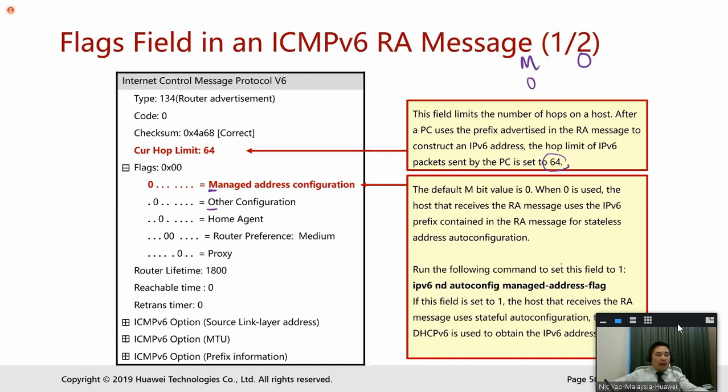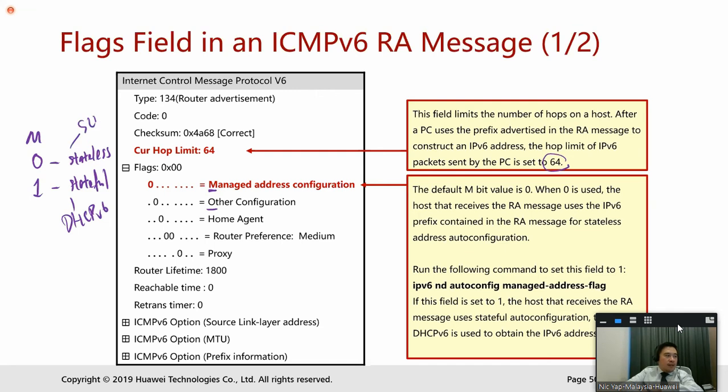And run the following command to set the flag: the managed address configuration flag. If this is set to 1, the host that received the RA message uses stateful auto configuration, that is using DHCP. So we have M as 0 and 1. When 0, it's stateless. When 1, it's stateful. Stateful means using DHCPv6. The other one uses SLAAC, stateless address auto configuration. So that's the managed flag.